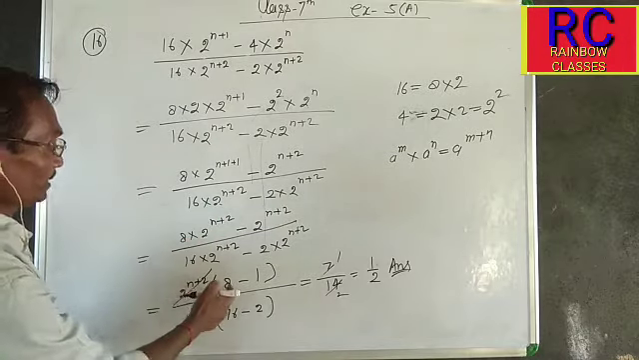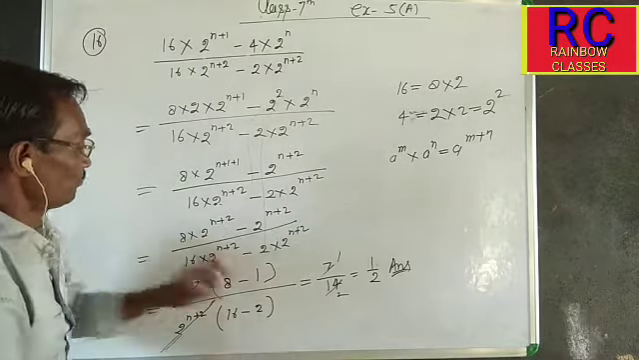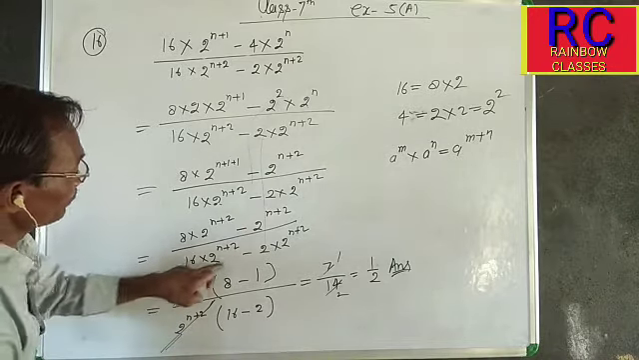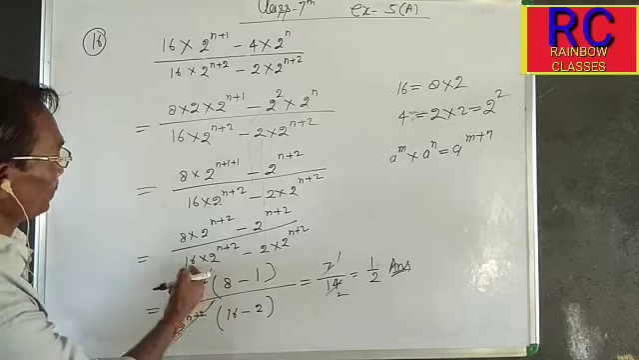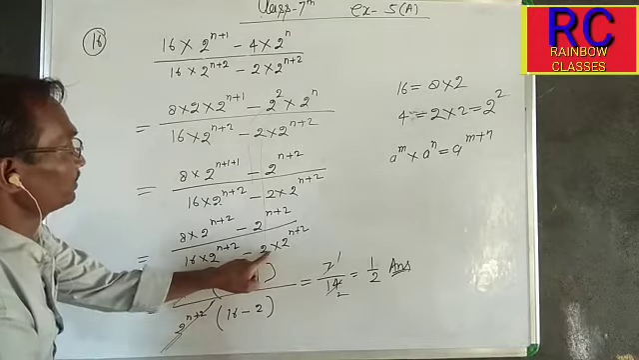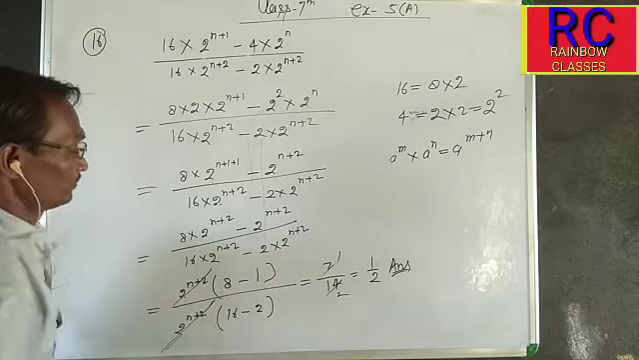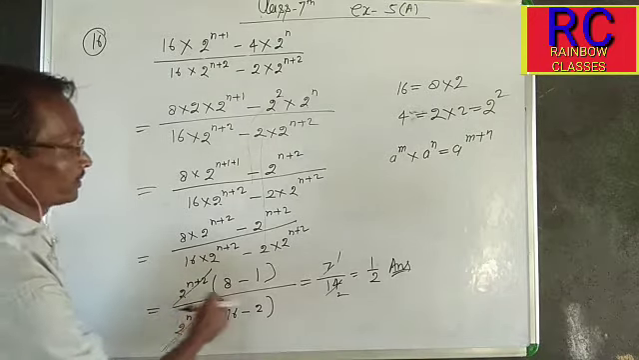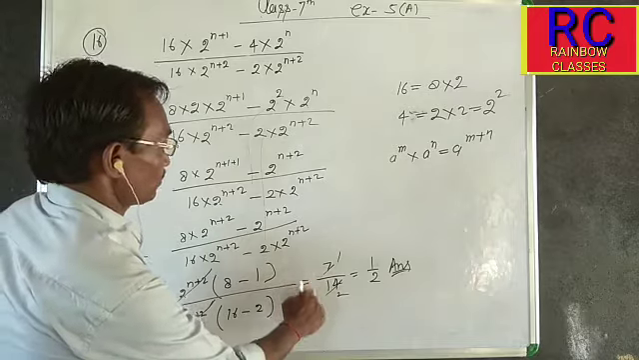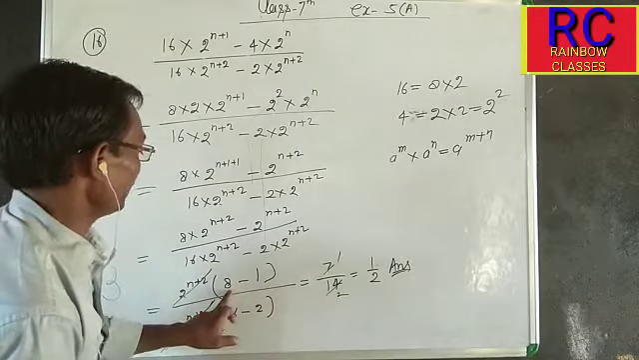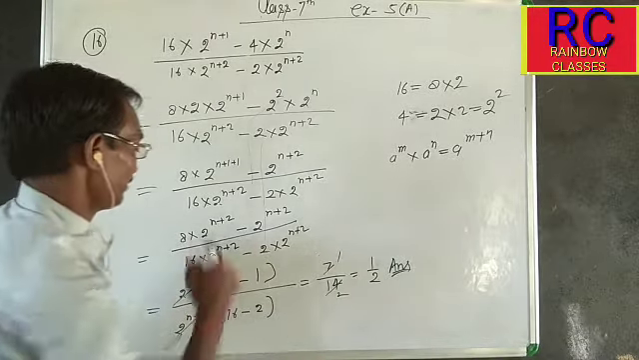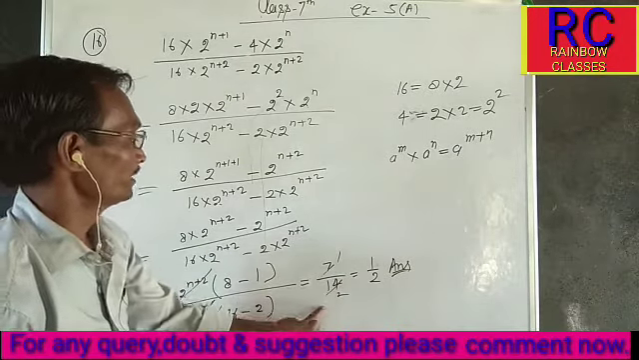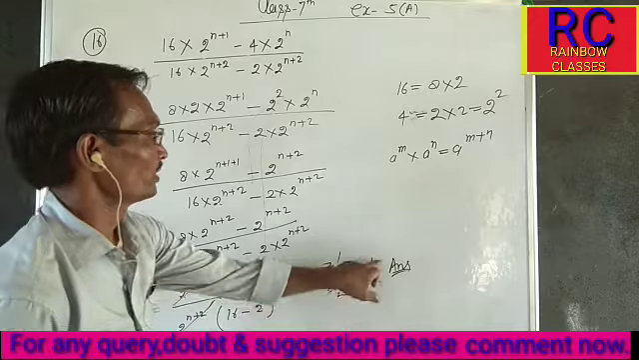So 8 minus 1, with common denominators, 2 to the power n by 2 into 16 minus 2, 2 to the power n minus 2 is divided, plus... is equal to 8 minus 1, which means 7. 16 minus 2 is 14. 7 ones are 7, 7 twos are 14, so the answer is 1 by 2.